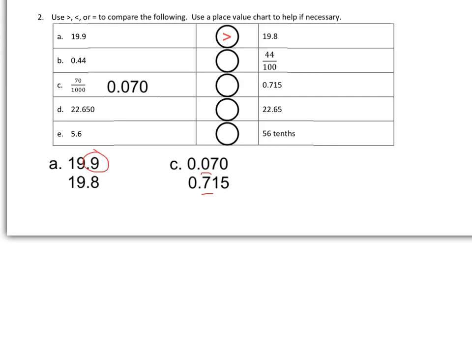7 is larger than 0. Because 7 is larger than 0, we can now solve the equation above. 70 thousandths is less than 715 thousandths.